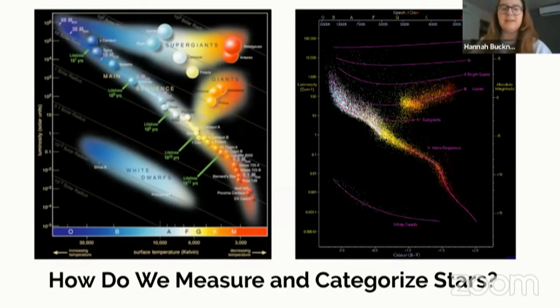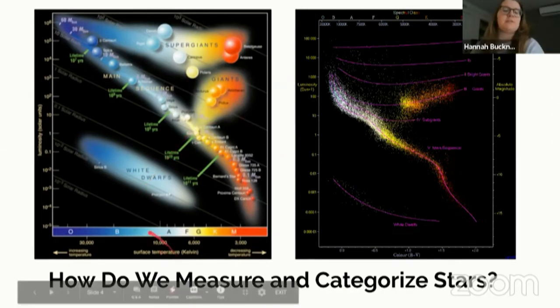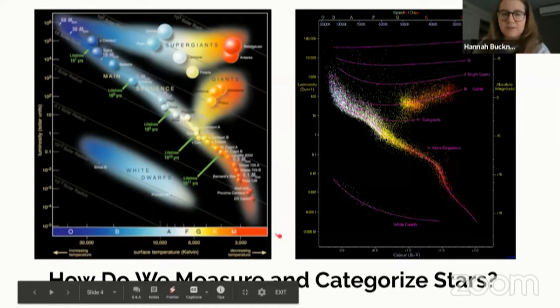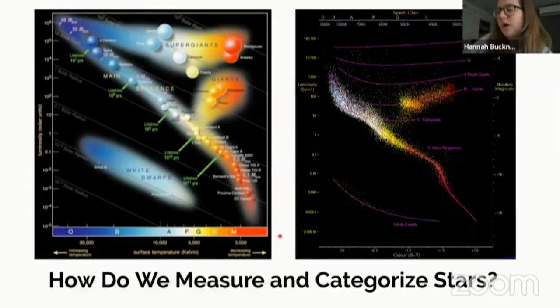So how do we measure and categorize stars? So like I was saying before, we look at stars in terms of color, temperature, well, their surface temperature, their spectral class, and their brightness and their absolute magnitude. So in terms of things that everybody can understand, we'll talk about this first. So these graphs are called Hertzsprung-Russell diagrams, also known as HR diagrams for short.